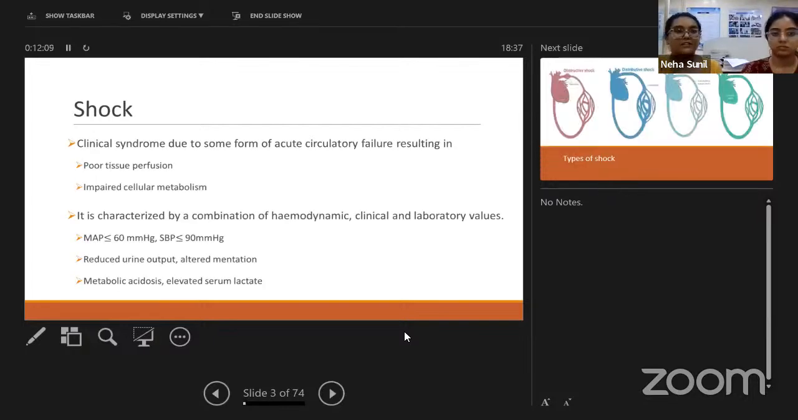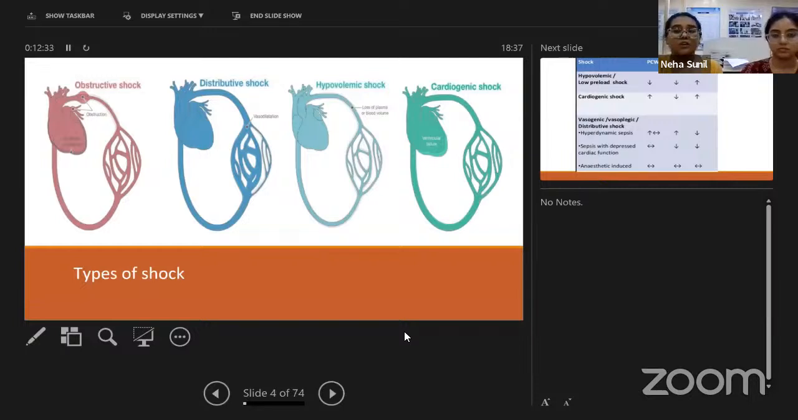Coming to shock, shock is a clinical syndrome of acute circulatory failure resulting in poor tissue perfusion and impaired cellular metabolism. It can be characterized with mean arterial pressures of less than or equal to 60 millimeters of mercury, systolic blood pressure of less than or equal to 90 millimeters mercury, reduced urine output, altered mentation, metabolic acidosis, and elevated serum lactates. Now, shock can be divided broadly into 4 types.